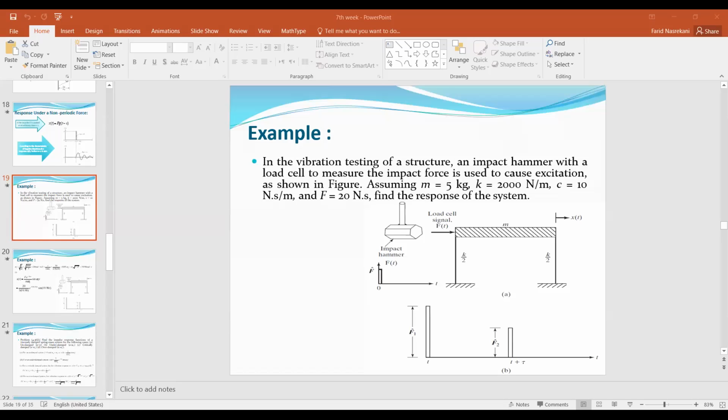Okay, we continue with SDOF systems subjected to general loading, with one example.